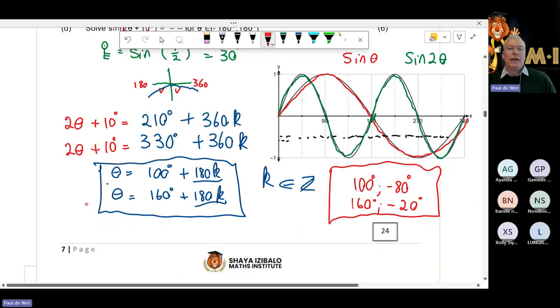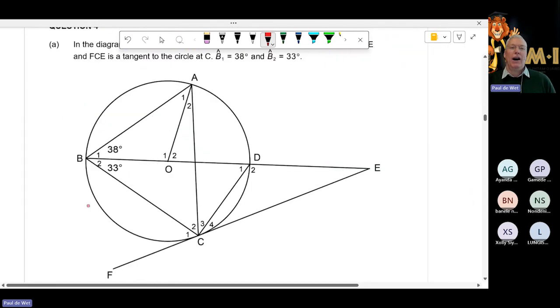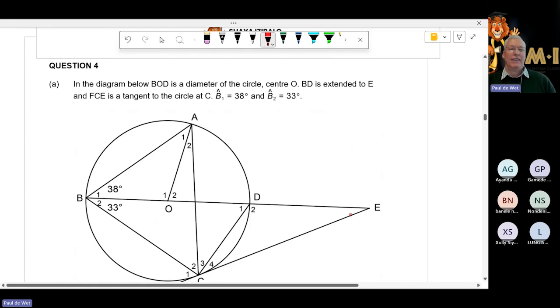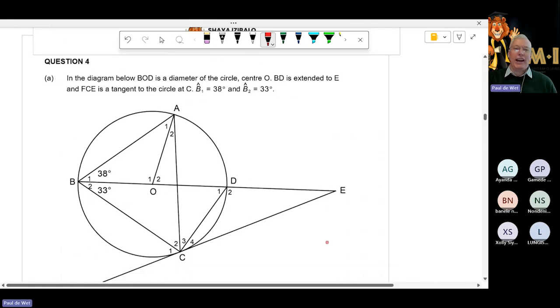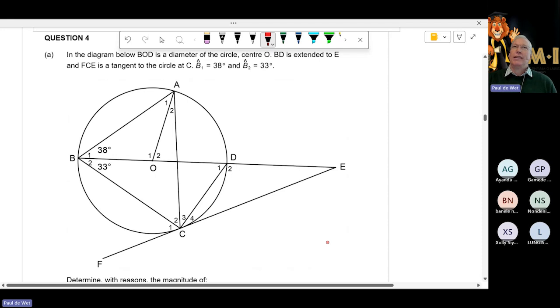Okay, I'm pleased we've got some geometry. Sometimes we forget about geometry. It's a big topic, guys. Geometry is 40 out of 150 marks. 4 out of 15. It's quite a lot.